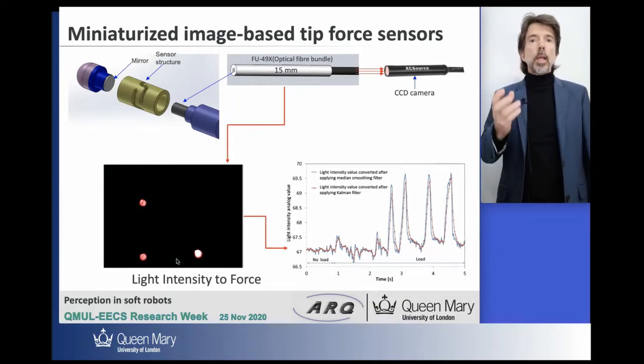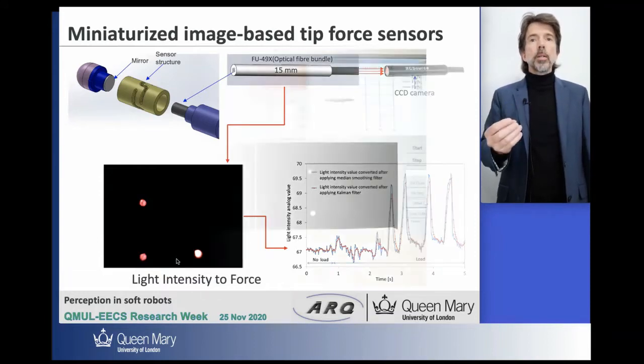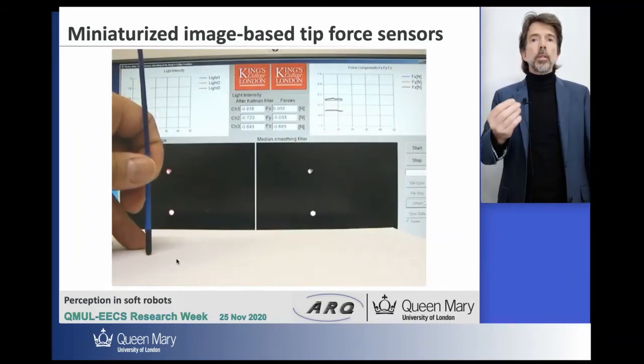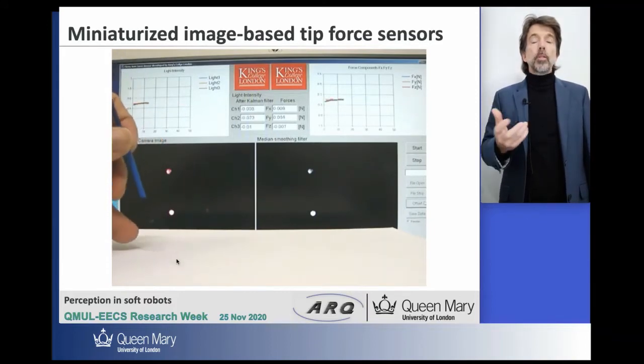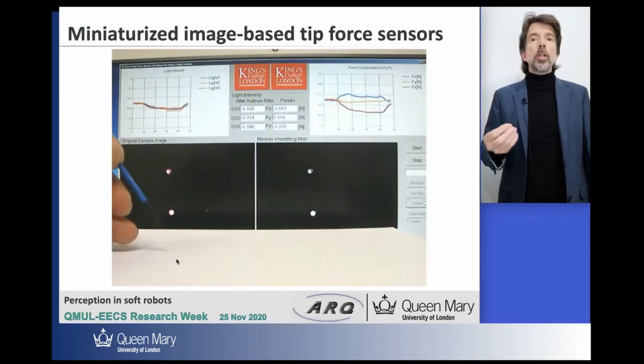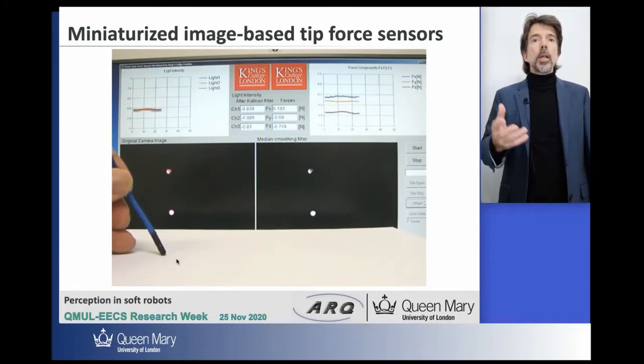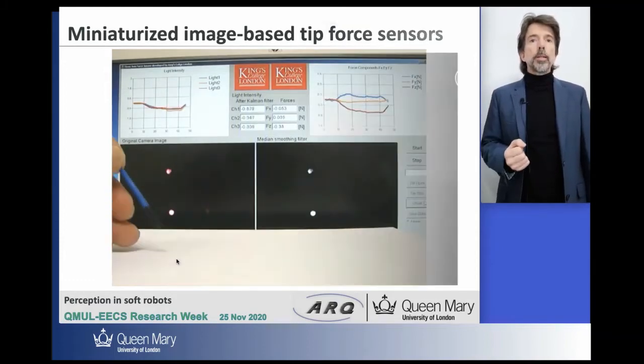We have, for example, implemented this technology into structures like these. This is a cardiac catheter that allows us to measure forces inside of the heart. This particular sensor has three of these light intensity force sensors built in that allows us to measure forces along the three axes. So whenever forces are applied in X, Y, and Z direction, we can measure that with this device.